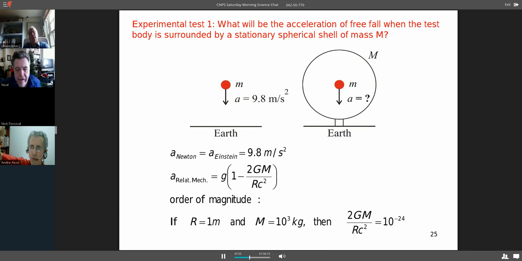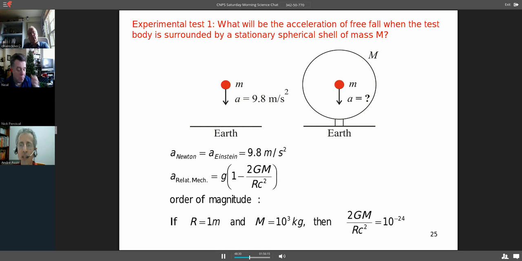Okay? So the first experimental test. In free fall, the apple falls with the acceleration of 9.8 meters per second squared. So question, what will be the acceleration of free fall when the test body, like the apple, is surrounded by a stationary spherical shell of mass m, stationary relative to the ground? According to Newton, by his theorem 30, the spherical shell exerts no force on the apple. So the acceleration will remain 9.8.